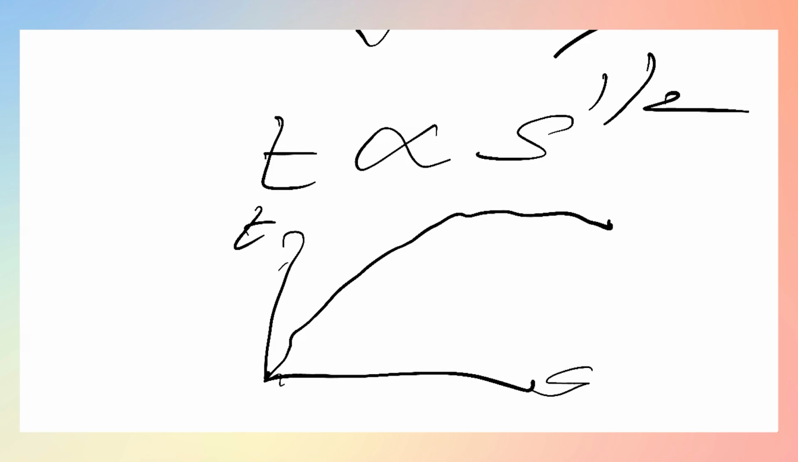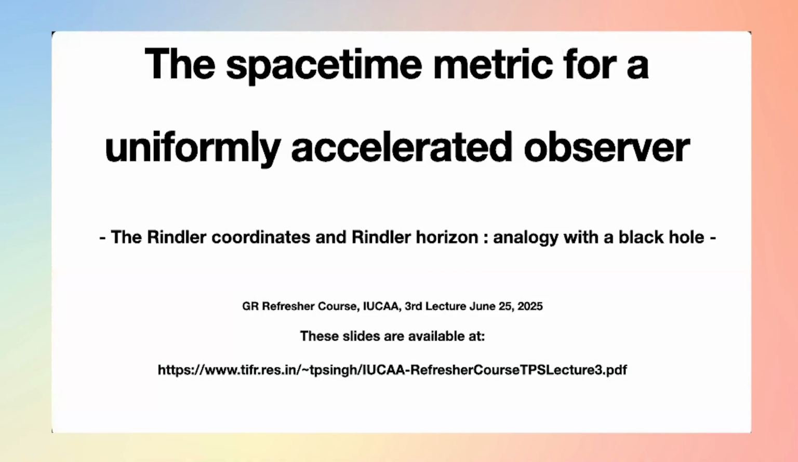As s goes to infinity, t goes to infinity, and what is the slope? dt by ds is 1 over root s. So as s goes to infinity, the slope goes to 0. It's okay, no? So a curve that will go to 0 slope at infinity, and we are going to compare. This is a space-time diagram, and this is the trajectory. We want to see what the trajectory in this space-time diagram is if I have to do this according to special relativity.